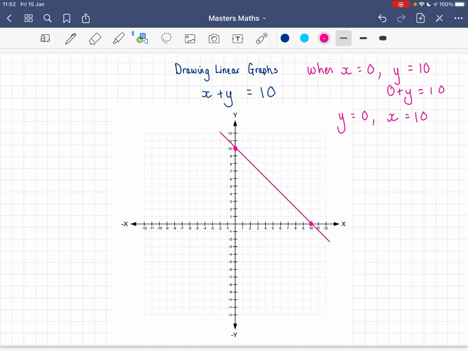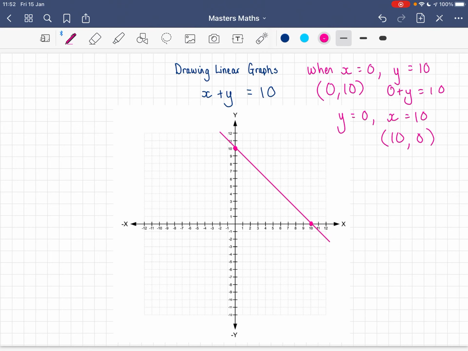And we've done that without having to rearrange any equations, just by putting in the values x equals 0 and working out the y, and then doing that when y is 0, what is x, and that gives you two coordinates. So the coordinates I've used are 0, 10 and 10, 0. So basically where they cross both the x-axis and the y-axis, and then join that up. Okay, I hope that helps.